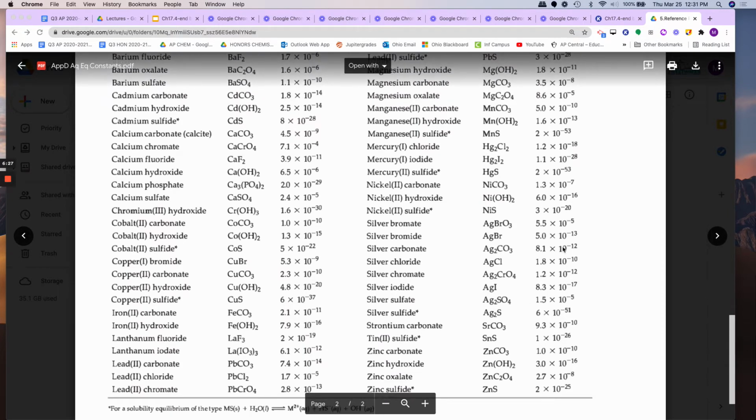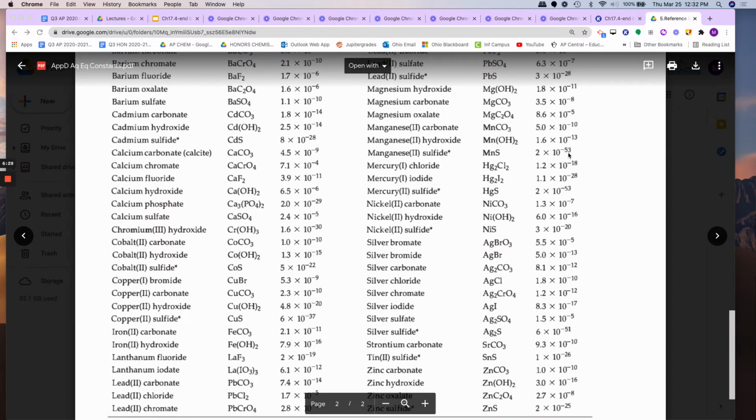I'm looking at 10 to the negative 53. Wow. When you drop manganese(II) sulfide, MnS, hardly any will dissolve, as evidenced by the product of the Mn2+ and S2- solubilities being very, very small.